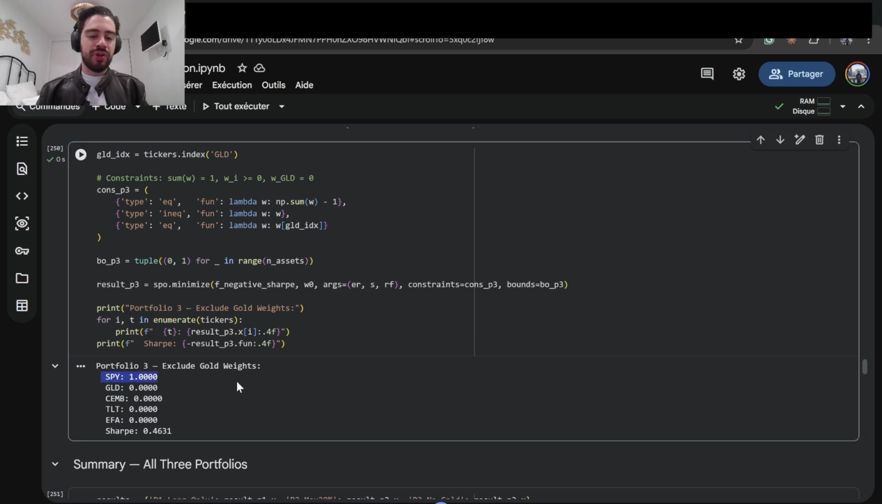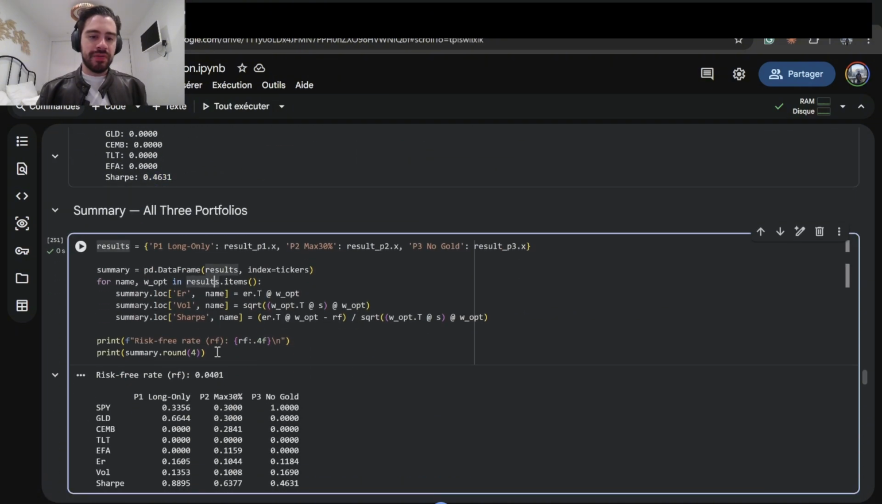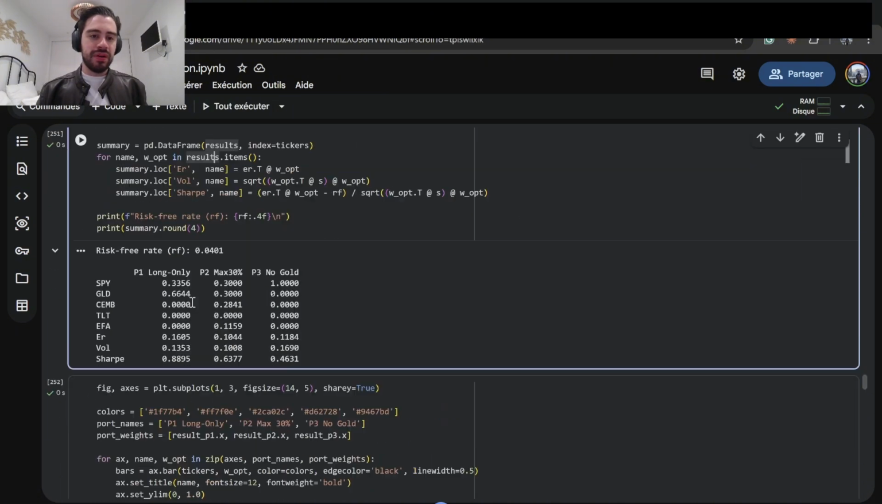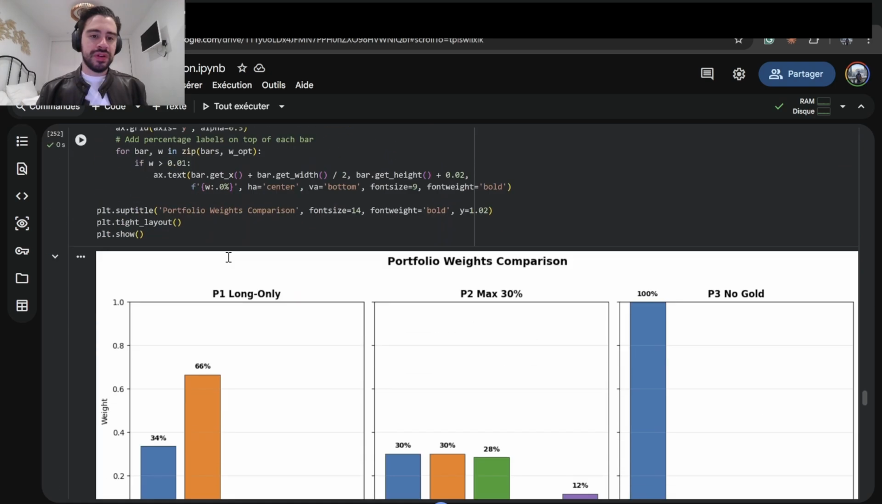And surprisingly, it allocated everything to SPY. It didn't diversify into other asset classes. So in the end, it got a Sharpe ratio, but it's very low. It's like half of the first portfolio. And here we have a summary of everything, the results of every portfolio.